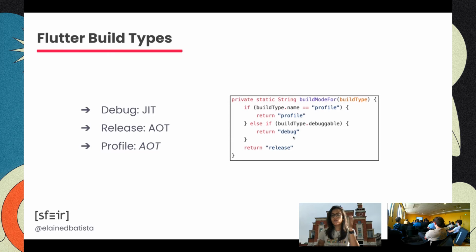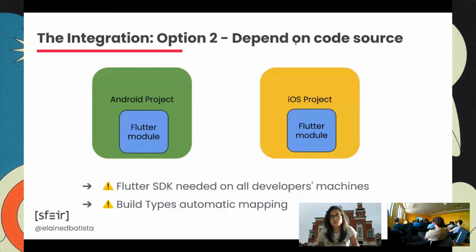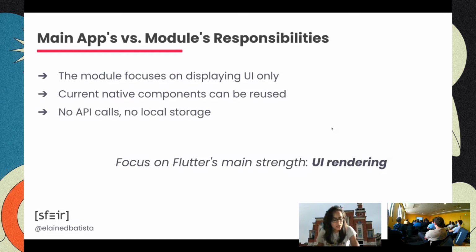And I don't know about you, but all of my team's build types are debuggable except the release. So the ones that we deliver to the QA are going to use debug, which is not good because it's not optimized at all. So this is really a downside if you're doing this strategy right here.